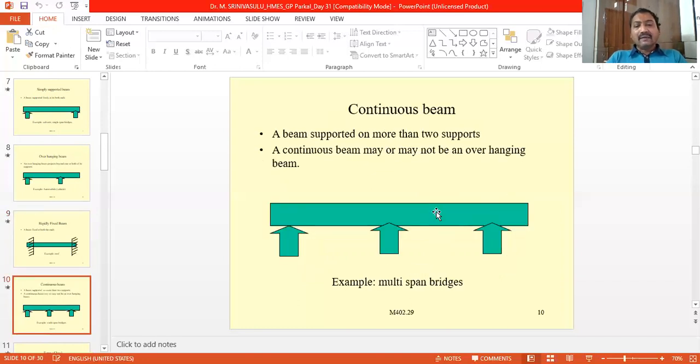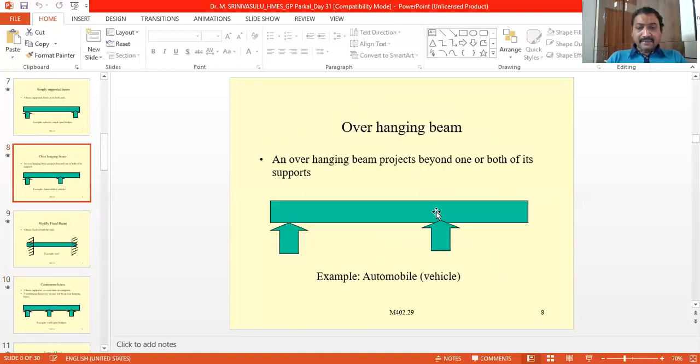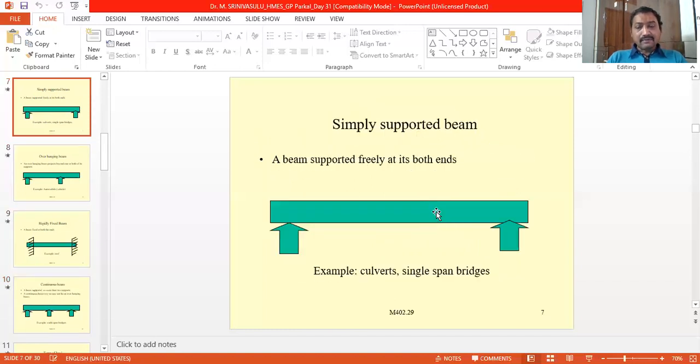And a continuous beam. So very simple. It is also an extension of the simply supported beam. How? If we take the case of the simply supported beam, it has only two supports. So the beam is supported only at the two ends. Then it is called the simply supported beam.